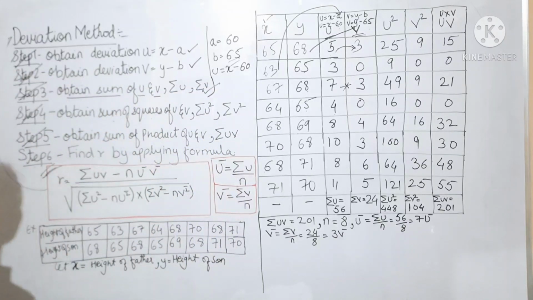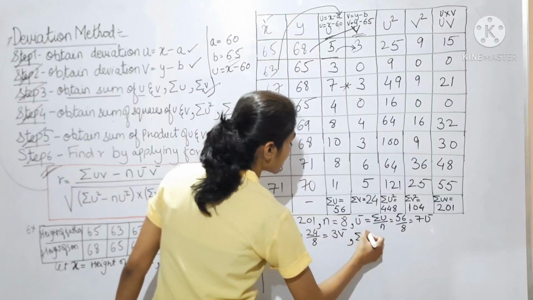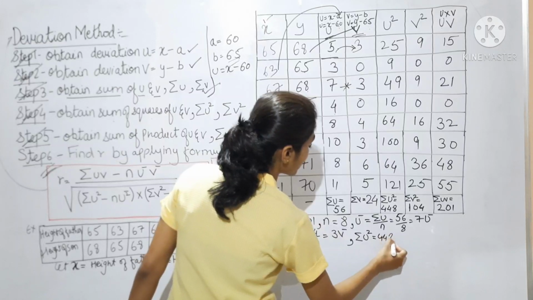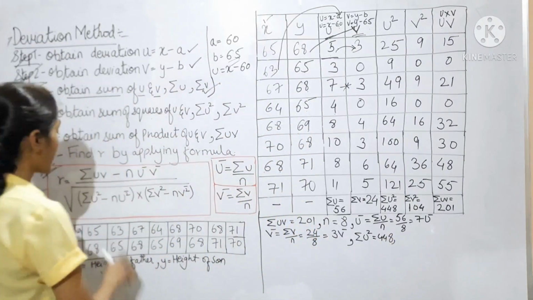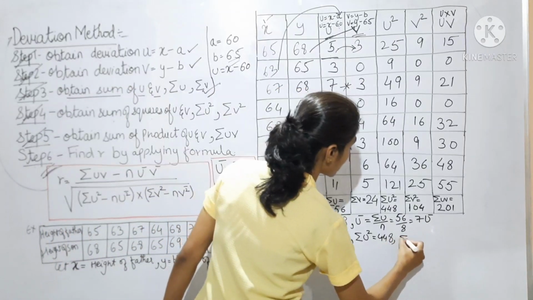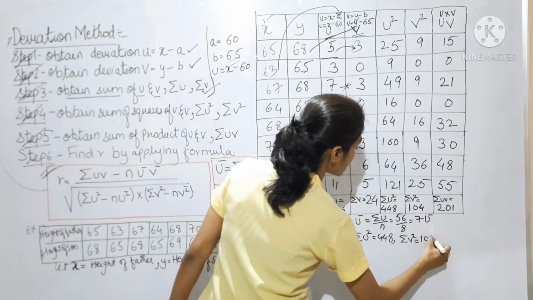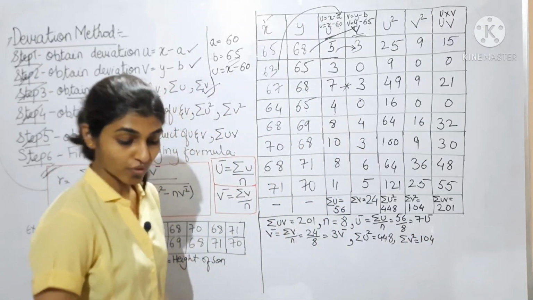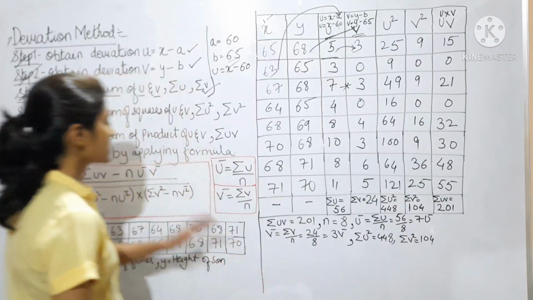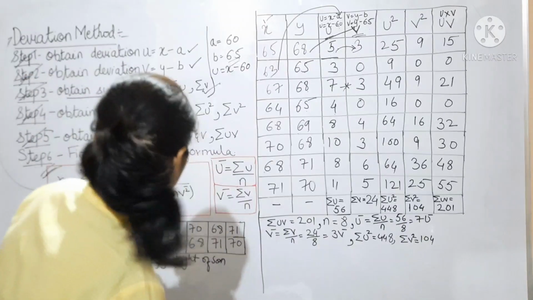Next, summation of U square. Summation of U square is 448, and summation of V square is 104. Okay, so now as per the formula we have got all the values. Next step, write the formula and put the values as per the formula.